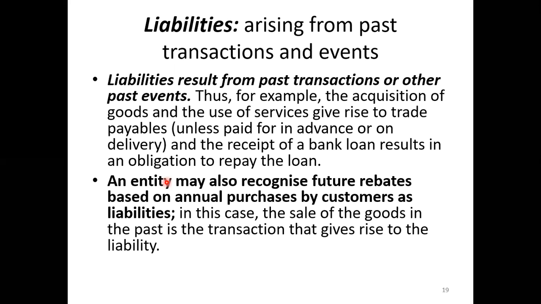So it's an obligation. So this obligation arises due to what? It's a past promotion. The entity may also recognize future rebates based on annual purchases by customers as liabilities. In this case, the sale of the goods in the past is the transaction that gives rise to the liability. You can find star points. You can get star points when you purchase clothes, textiles, apparel, garments in particular shops. They will give you star points. So star points are an obligation. It's a liability in their balance sheet.